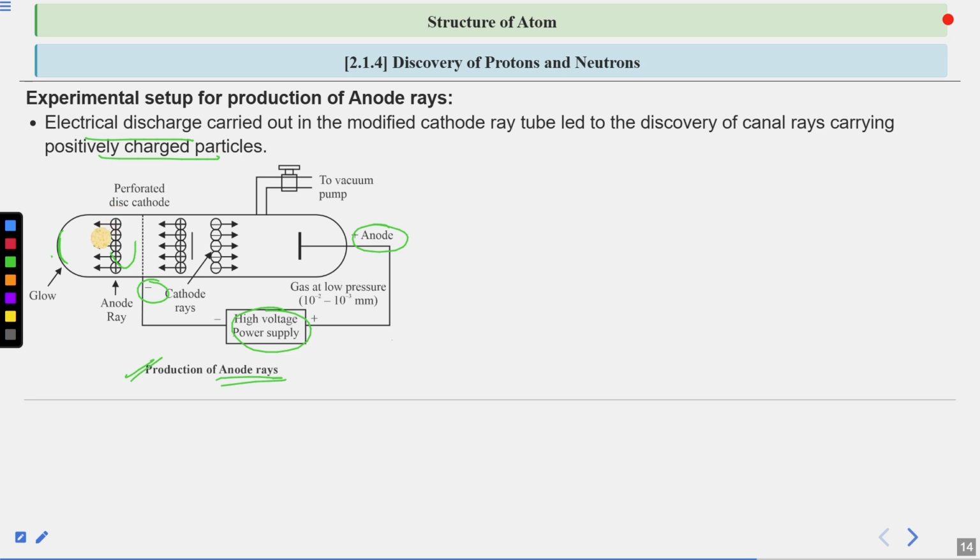So perforated disc tube means something which has holes in it. You can see that it is not continuous. There are holes in between it, whereas the anode is a continuous strap. So these gaps between the dashed wedge indicate that they have holes. So we are calling it perforated.